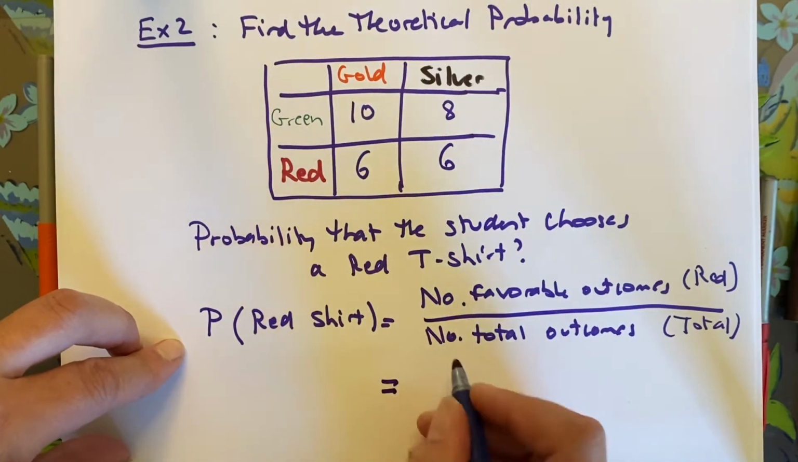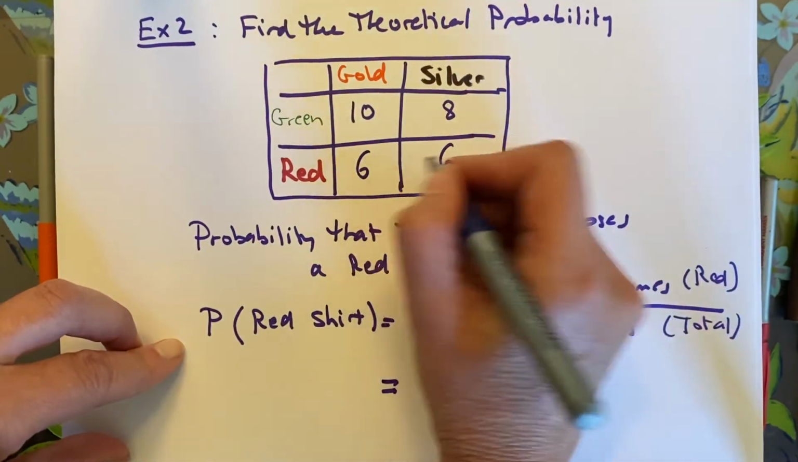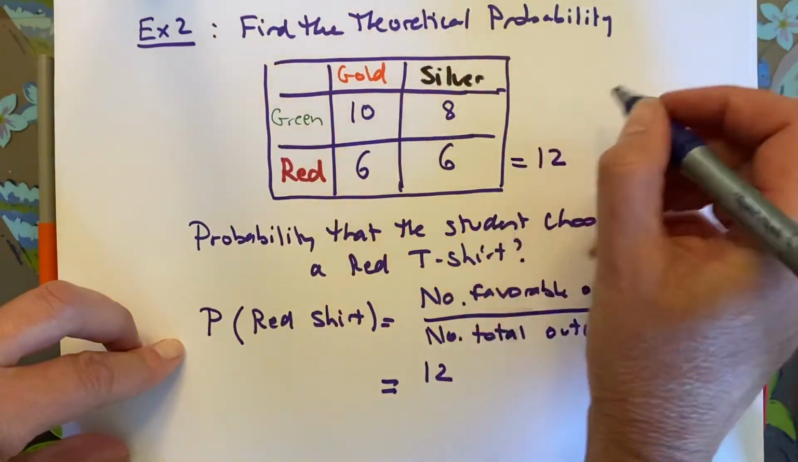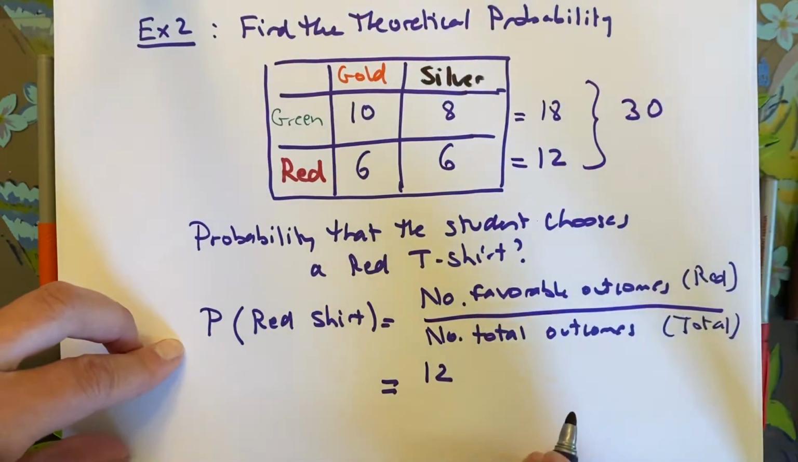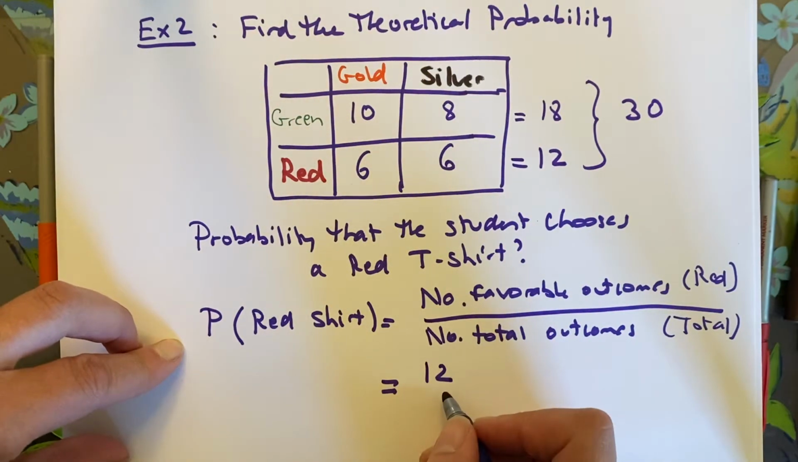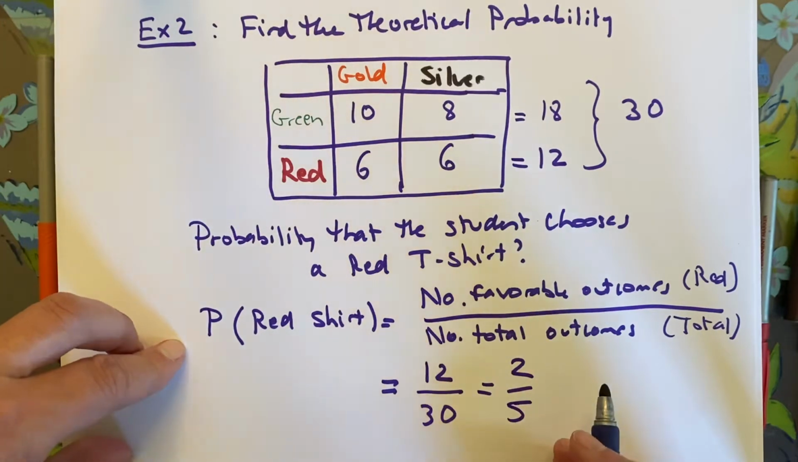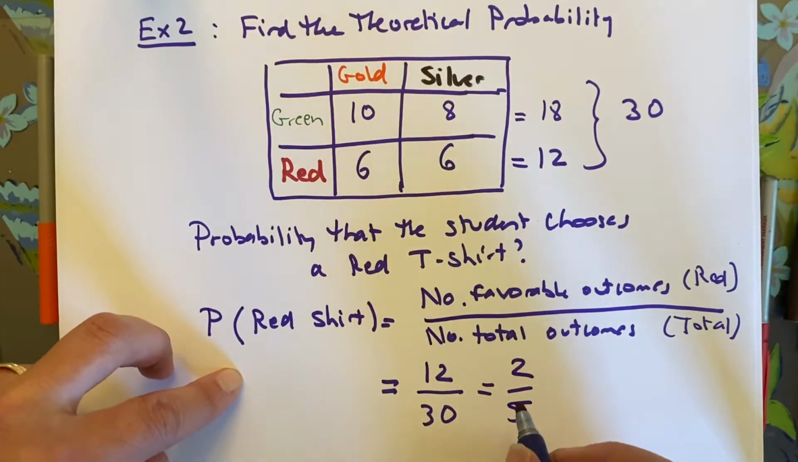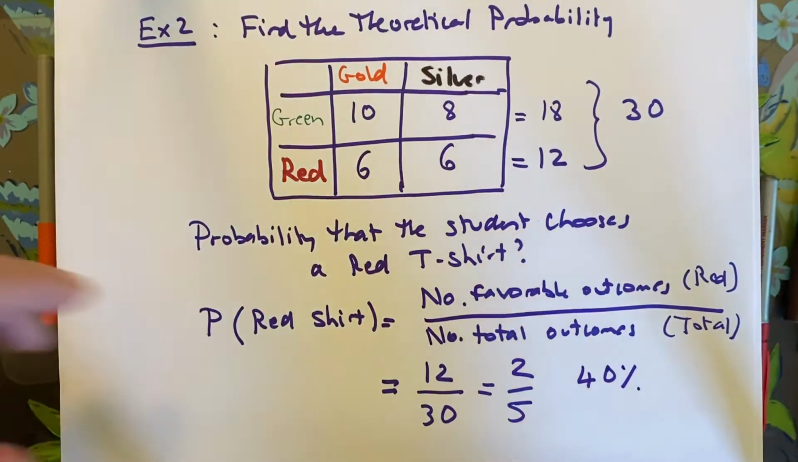So what is that number? Well, we have 12 red shirts, and how do I know that? Because 6 plus 6 is 12, and we have 18 green shirts, so we have 30 total shirts. So 12 favorable outcomes, 12 red shirts out of 30 total, which gives us 2/5. You could express the probability two ways: as a ratio, a probability of 2 out of 5, or as a percent, as we did in the previous example, a 40% probability. So that is finding the theoretical probability.